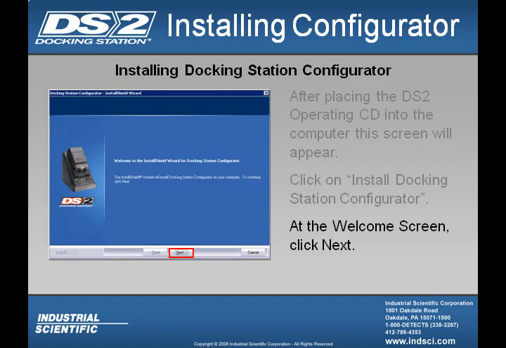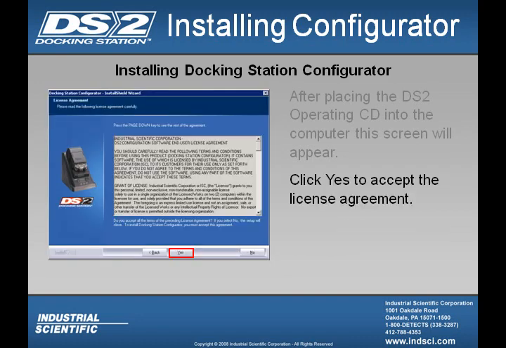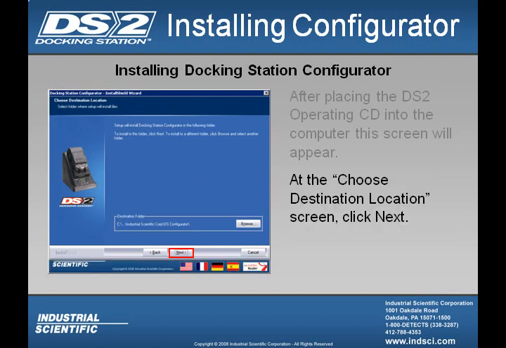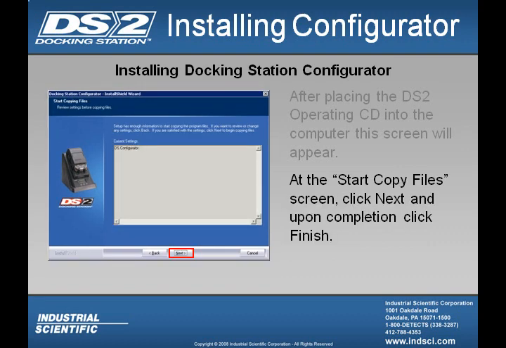At the Welcome screen, click Next. Now click Yes to accept the license agreement. And the user and company name should be entered before clicking Next. At the Choose Destination Location screen, click Next. At the Start Copying File screen, click Next. Upon completion, click Finish.